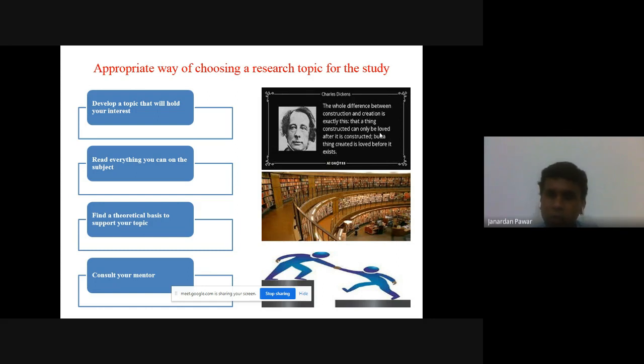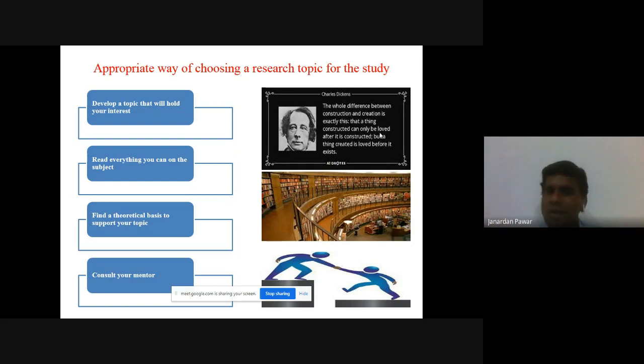Automatically, topics will start coming to your mind. Note them down roughly, we will make it fine later. So see, start finding a theoretical basis to support your topic. Suppose you sit for half an hour thinking about a topic, automatically you'll get some topic.